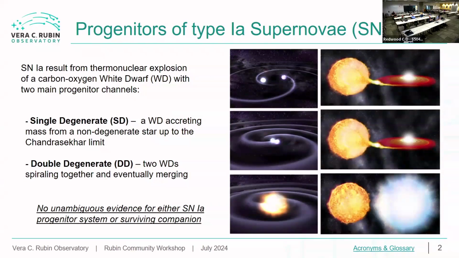There are two main progenitor scenarios. It could come from a single degenerate scenario of a single white dwarf accreting matter from a non-degenerate star, or there might be two white dwarfs orbiting together, spiraling, and eventually merging. So we don't have unambiguous evidence. There are many ways you can try to answer these scientific questions.